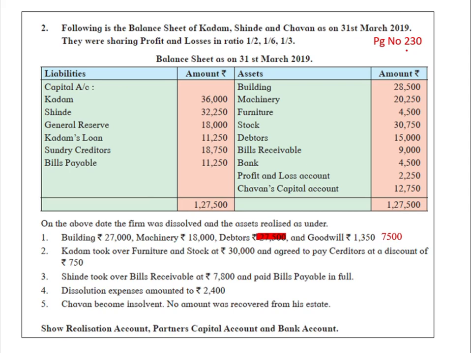Here, page number 230. Again see the mistake here: 27,500, but no, it should be 7,500, because if you see the solution they have given 7,500, not 27,500. So cut it and write 7,500.